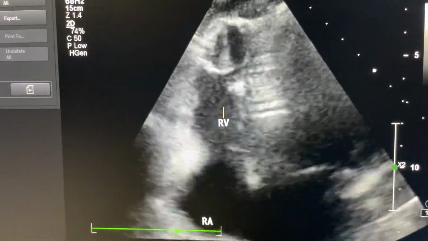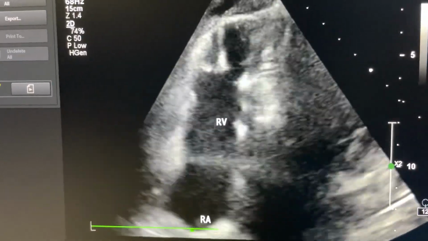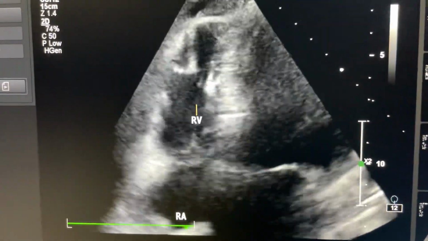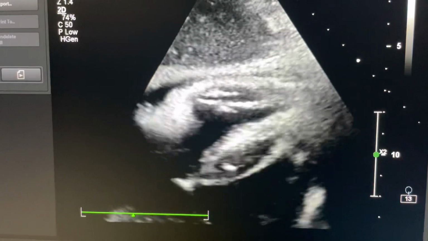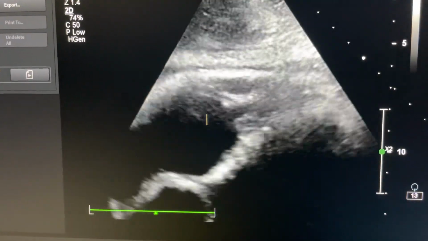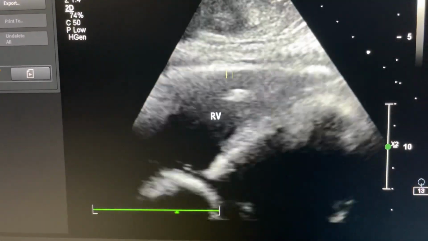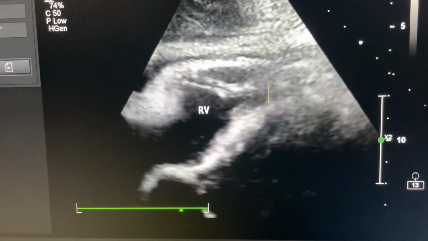Patient has history of chest pain and troponin test is positive. Again, you can see this is subcostal view. This is right ventricle. This is right ventricle free wall. You see this portion is akinetic. So this is right ventricle myocardial infarction.